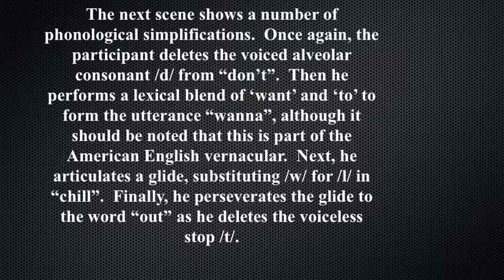The next scene shows a number of phonological simplifications. Once again, the participant deletes the voiced alveolar consonant "duh" from "don't." Then he performs a lexical blend of "want" and "to" to form the utterance "wanna," although it should be noted that this is part of the American English vernacular. Next he articulates a glide, substituting "wa" for "la" in "chill," and finally he perseverates the glide to the word "out" as he deletes the voiceless stop "t."